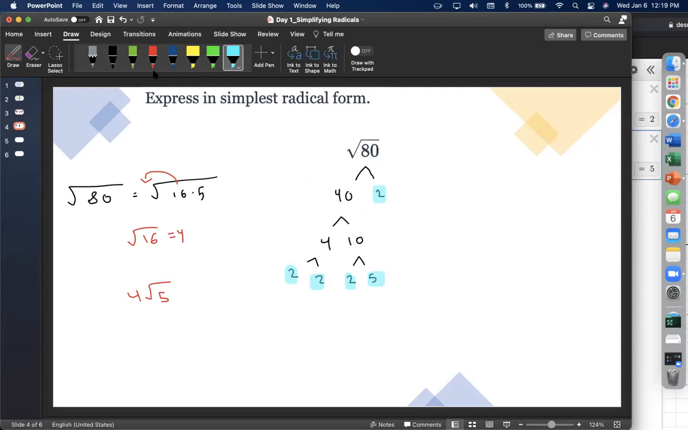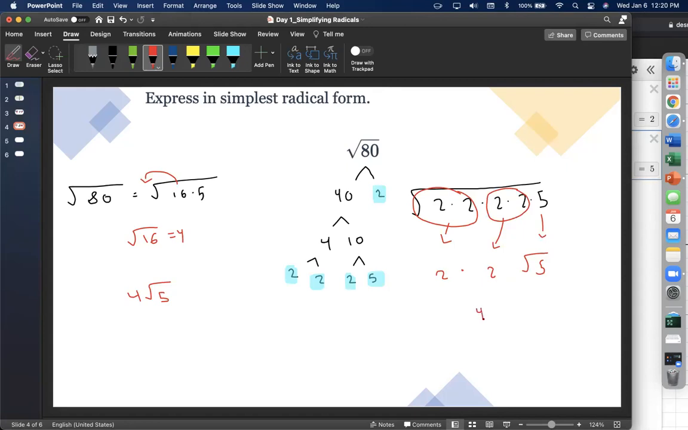So everything I highlighted, those are our factors. So we are going to write 2 times 2 times 2 times 2 times a 5. And because this is the pair method, we are circling our pairs. We have one pair of 2s and we have another pair of 2s. So I pull out one 2 from here. Pull out another 2. And then I keep my root 5. And this simplifies: 2 times 2 is 4 root 5. As you can see, they are both the same answer.